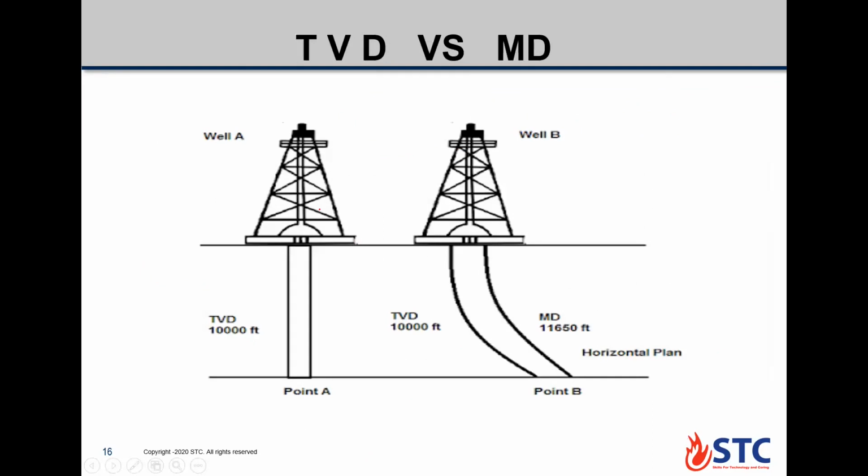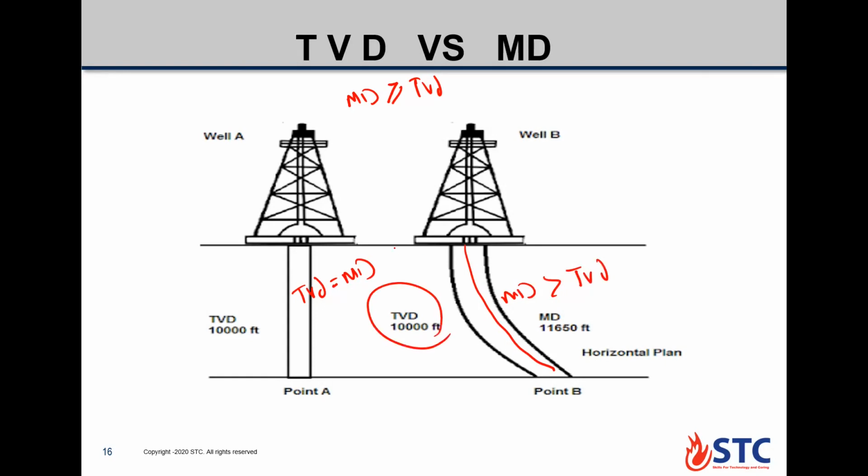So what is the difference between TVD and MD? As you see here, our well here is vertical and here is a deviated well or directional well. Always measured depth is greater than or equal to the TVD. So here our TVD is equal to our measured depth, but here, as you see, our measured depth is larger than our TVD. If you look here, both of the wells have the same TVD, 10,000 feet, but here TVD equals MD, same 10,000. Here we have 11,650. Okay, so it will be greater than 10,000.